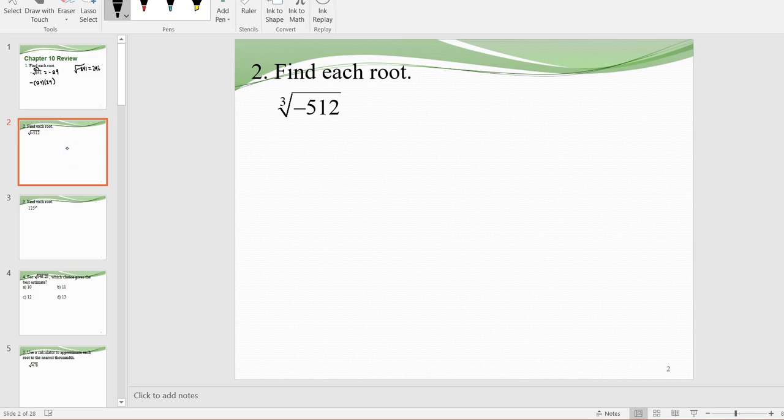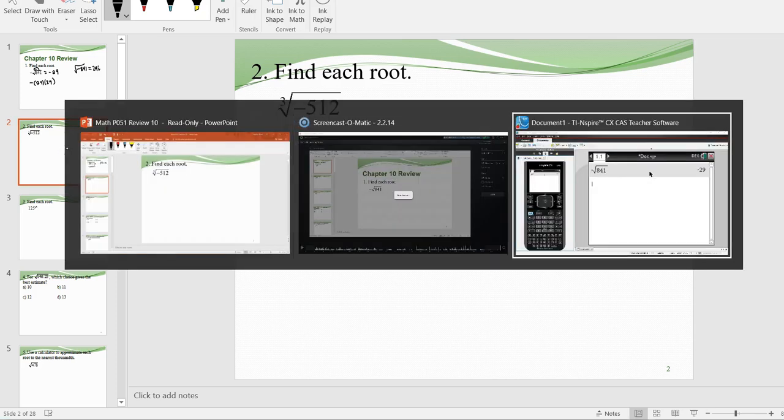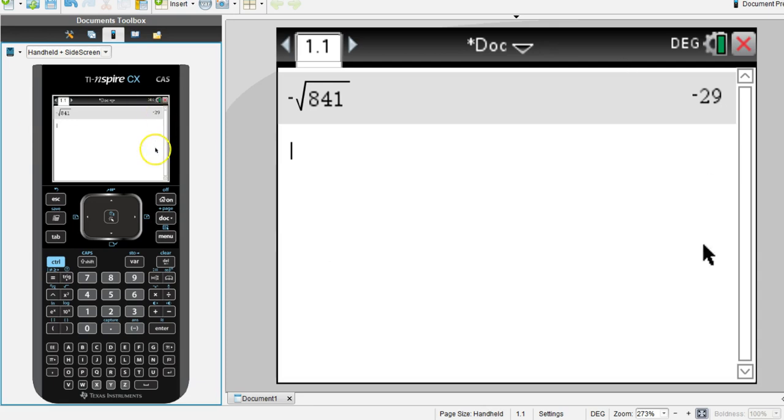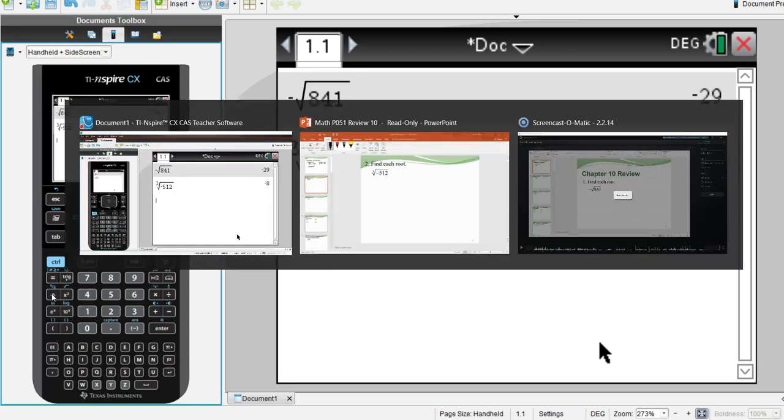Third root of negative 512. Okay, you need to know how to do the third root. So for my calculator, I have a fill-in root, and I can do the third root of negative 512, and that should give me negative 8.